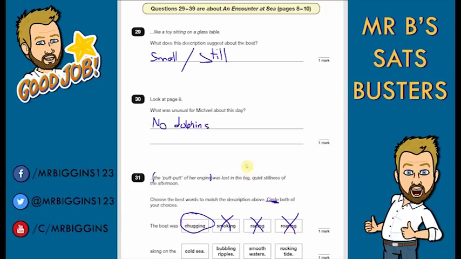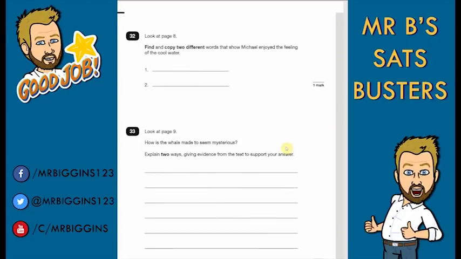Along on there, and then it's asking us about the sea. So let's have a look. And it describes it as the big, quiet stillness of the afternoon. Okay, so it doesn't mention being cold. It doesn't say rocking tide, definitely not. And bubbling ripples again says that something's moving. Smooth waters would be the one we'd want to circle there.